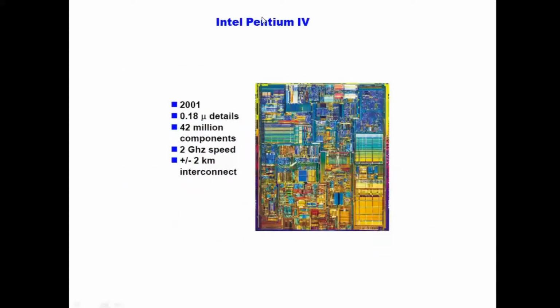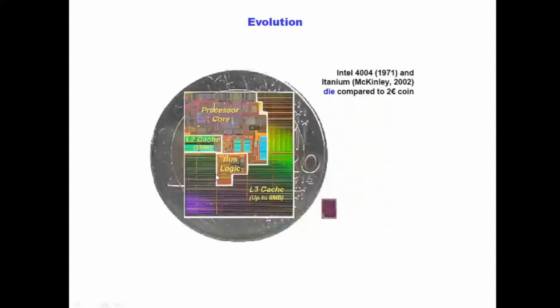This is the image of Intel Pentium 4, which was made in 2001. The technology node was 0.18 micrometer and it had 42 million components on it. It worked at 2 GHz speeds and the interconnect size was typically around 2 kilometers. The ICs evolved from 1971 onwards to 2002, which is shown in the diagram. In 1971, Intel 4004 was manufactured, which is shown here in a small square, and in 2002, the Itanium was manufactured, which is shown here, and it is overlapping a 2-cent coin.